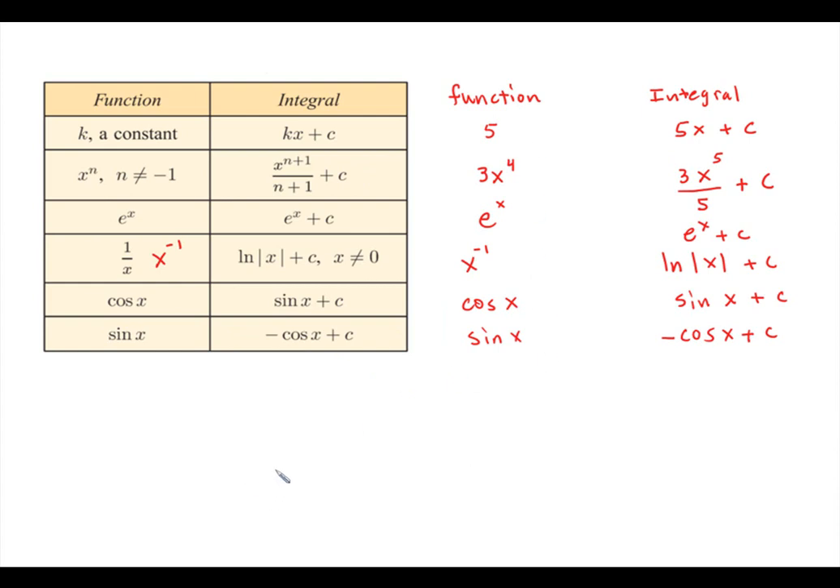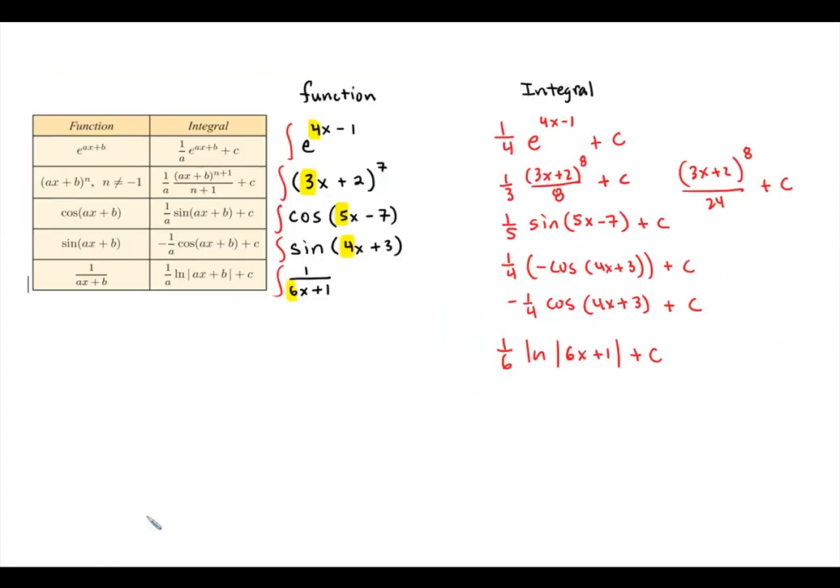And then we also have another table that's really important. This table right here is for when you're integrating some function in the form ax plus b, okay? The only thing different between these functions and the one prior is that there's a number in front of the x that's other than 1. So we have some sort of constant in front of the x that's other than 1. You notice ax, right? Meaning there's some constant other than 1 in front of the x.